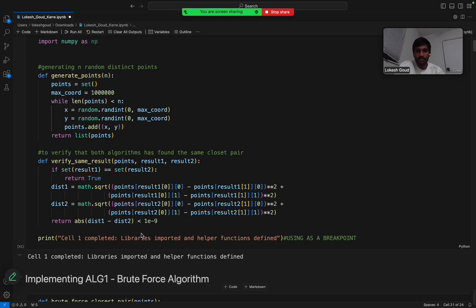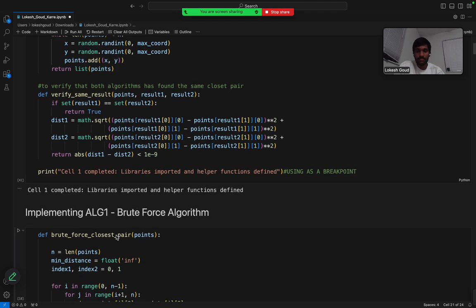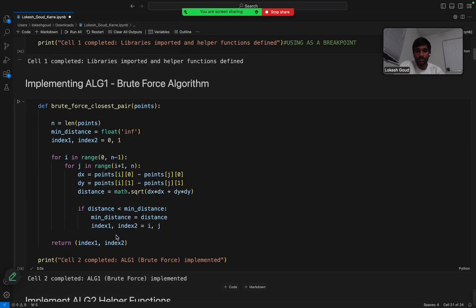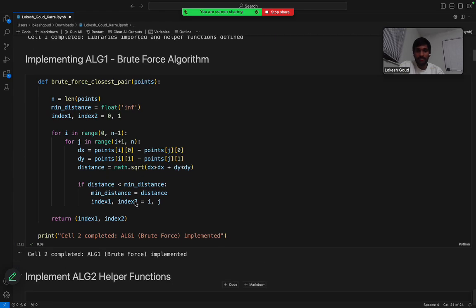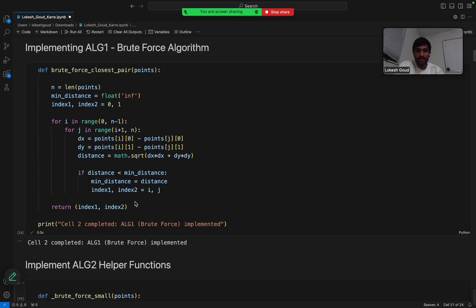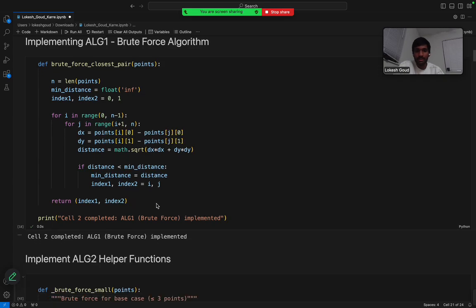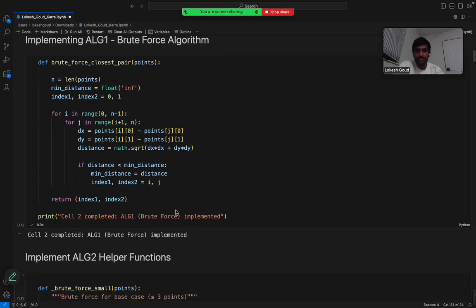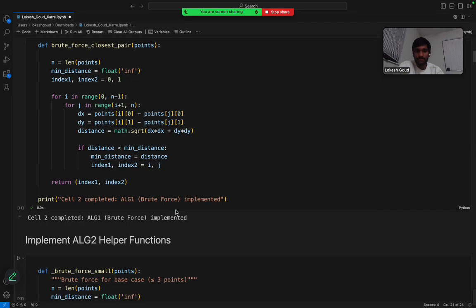The first algorithm, the brute force approach, iterates through all possible pairs of points, calculates the Euclidean distance and identifies the pair with the minimum distance. This algorithm runs in Theta(n^2) time, following the pseudocode presented in class.